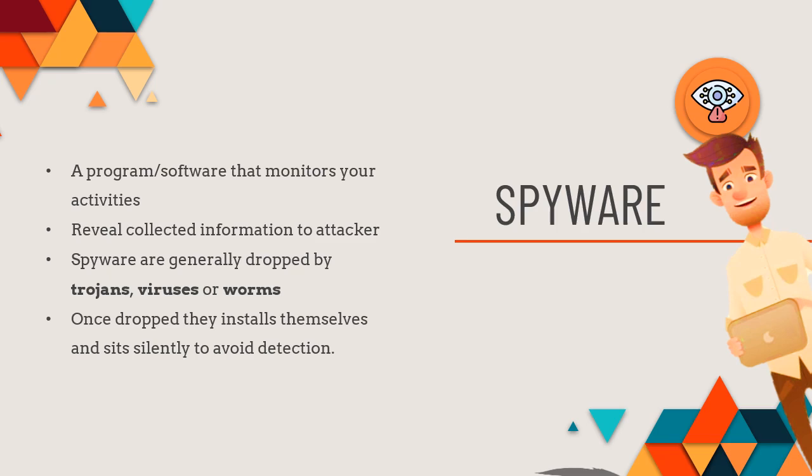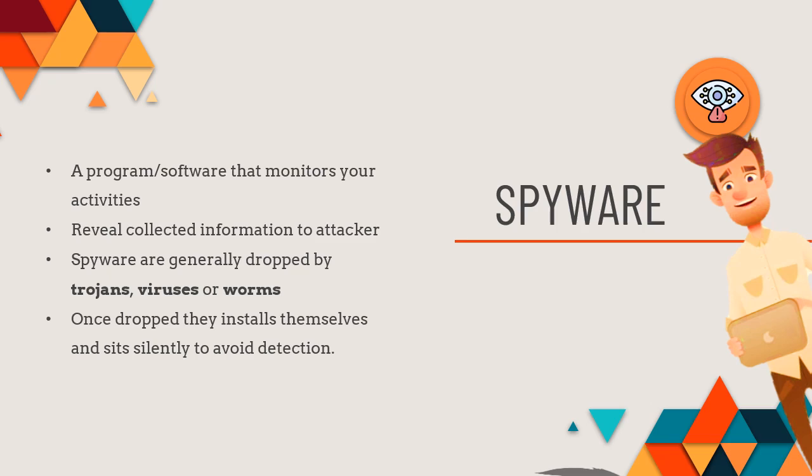Then they wait in your computer system and collect different information. Then this collected information or data is revealed to the attacker. Spywares are generally dropped by Trojans, viruses, or worms. Most probably used by Trojans and worms, because worms have the self-replicating ability and can send themselves over the network. They don't have to be attached onto any other programs.